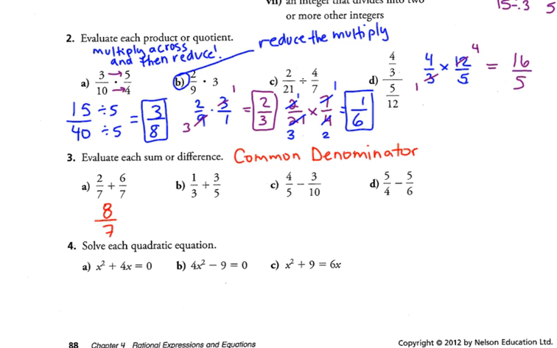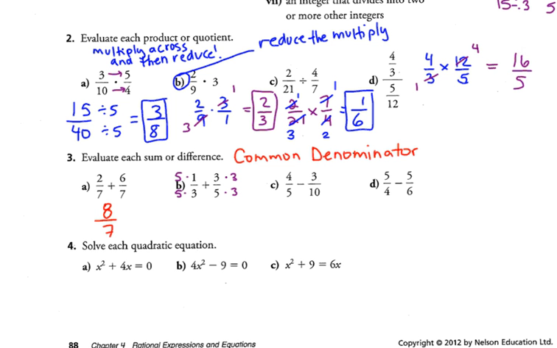Okay, to make these guys the same denominator, what would be the lowest common multiple of 3 and 5? 15. So you'd have to multiply 3 by 5. So top and bottom, we're going to multiply by 5 for that fraction. The second fraction, we're going to multiply top and bottom by 3.